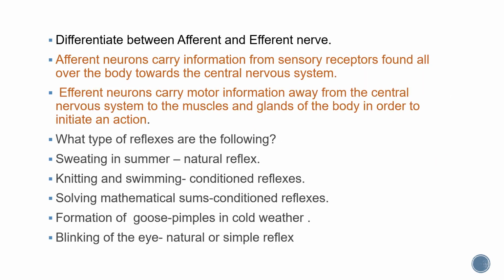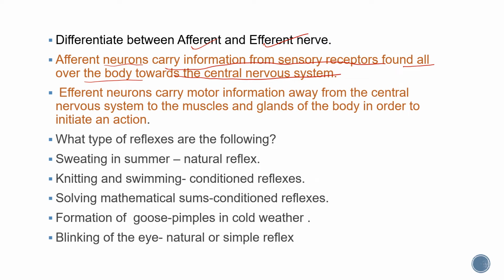Now here comes a very important question: differentiate between afferent and efferent nerves. This is a very common question. I have gone through many question papers and I found this question is common in all of them. So what are afferent neurons or nerves? Afferent neurons carry information from the sensory receptors found all over the body towards the central nervous system.